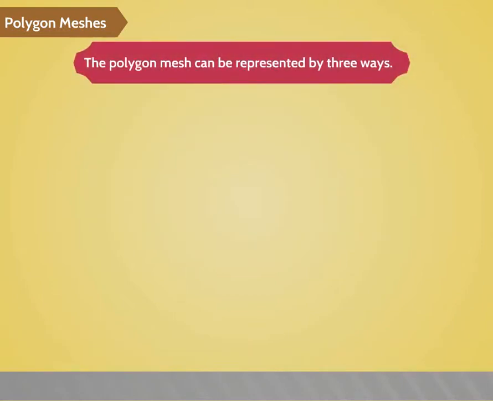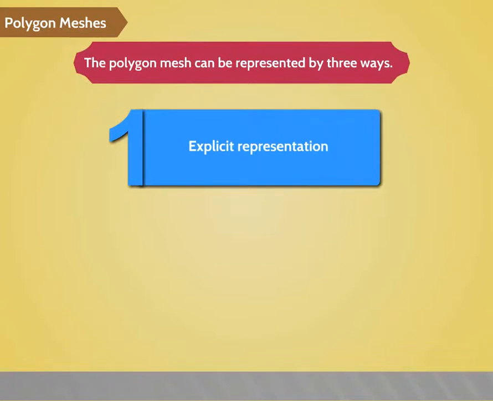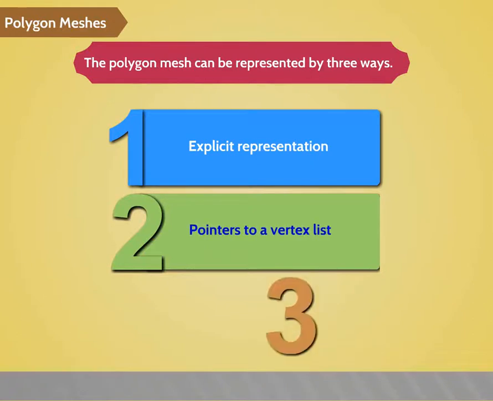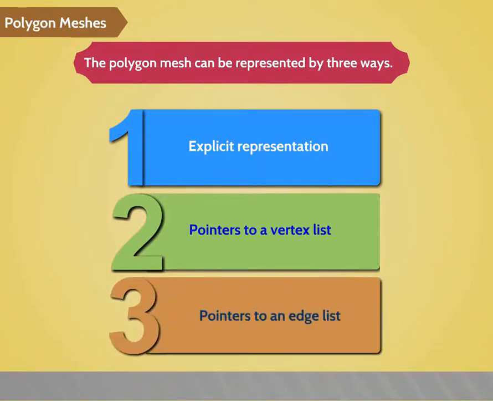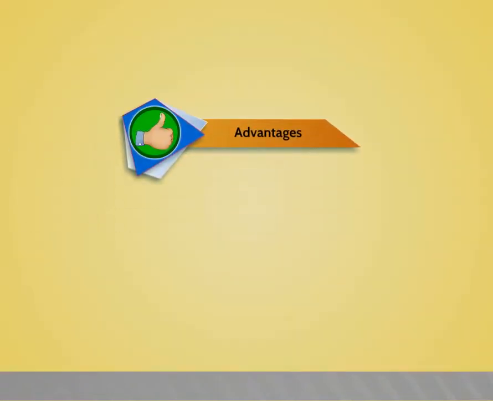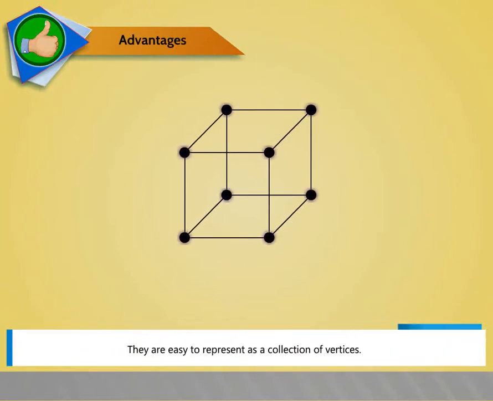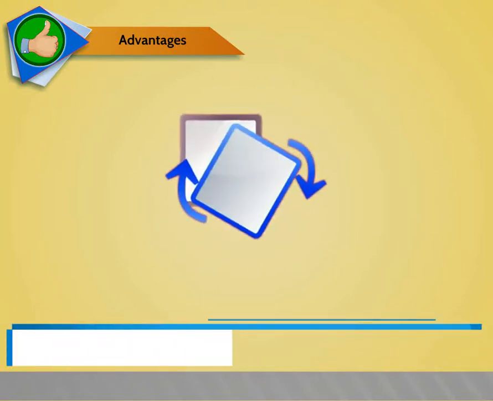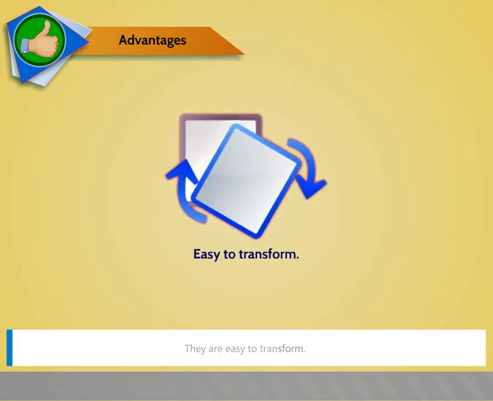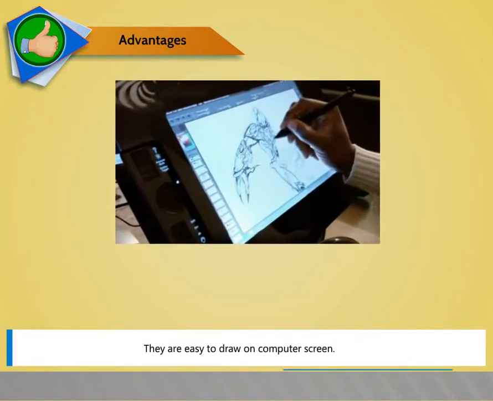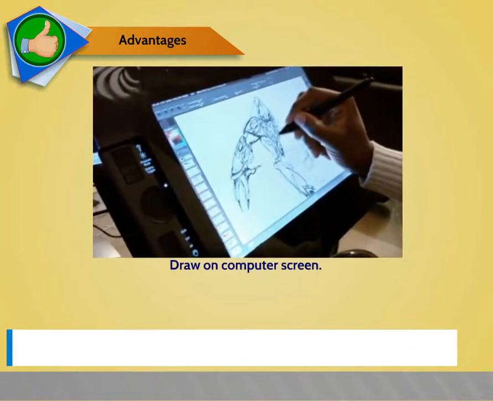The polygon mesh can be represented in 3 ways: explicit representation, pointers to a vertex list, pointers to an edge list. Advantages: it can be used to model almost any object. They are easy to represent as a collection of vertices. They are easy to transform. They are easy to draw on computer screen.